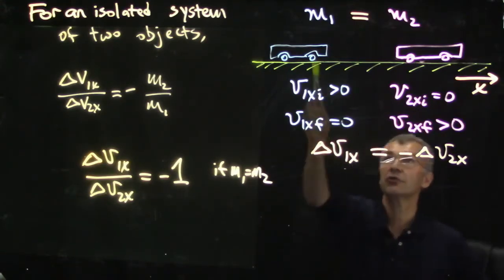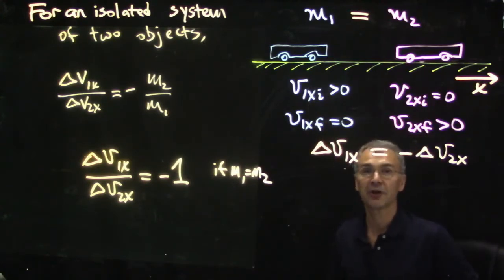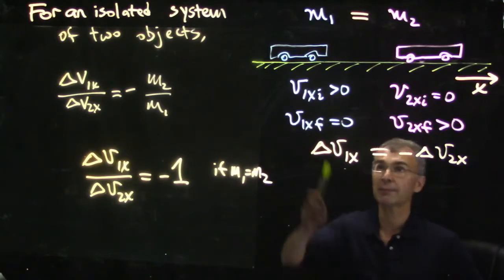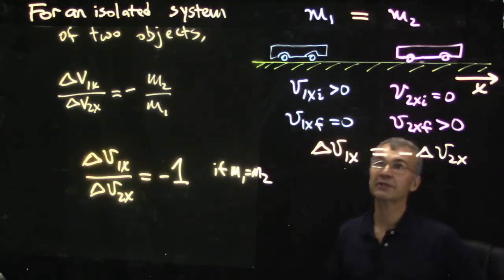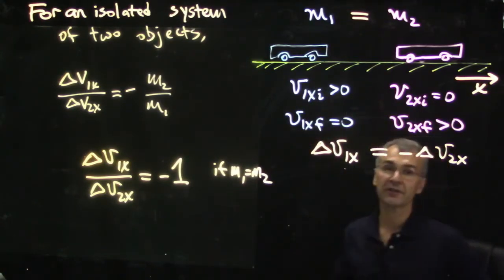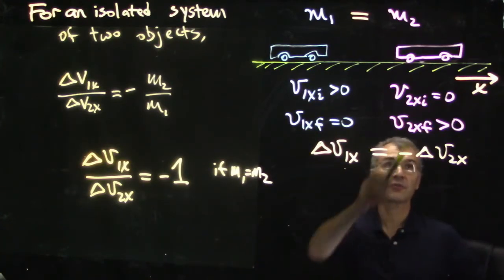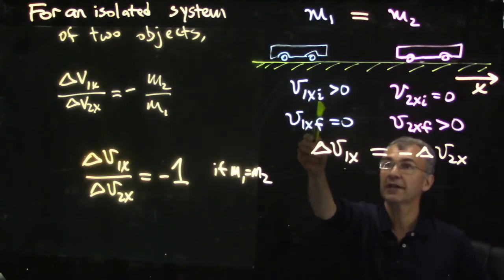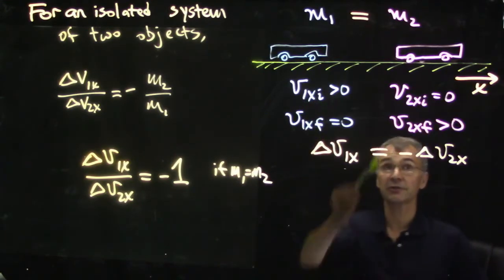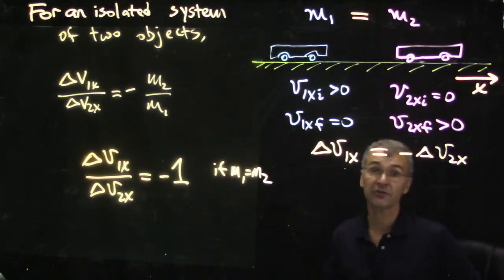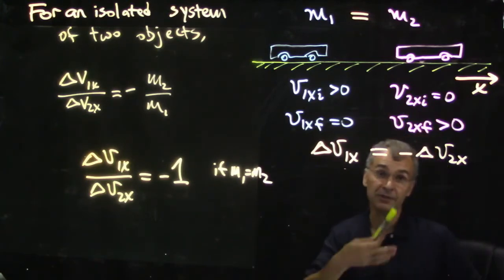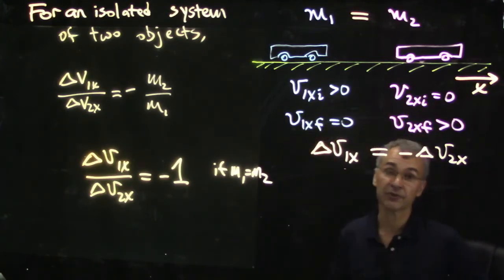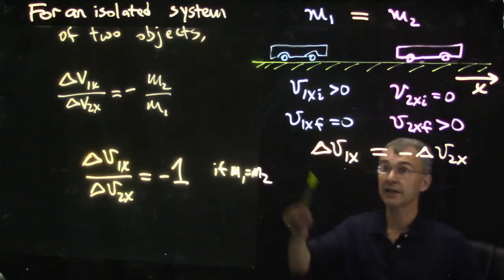And in the first case, the two carts will be the same mass. So the blue cart will have the same mass as the red cart. In the first example, the blue cart is moving to the right initially, and the red cart is stationary. So since we're having the x-axis point to the right, then V1x initial is positive, and V2x initial is 0. 0 velocity means stationary. Positive velocity means moving to the right.